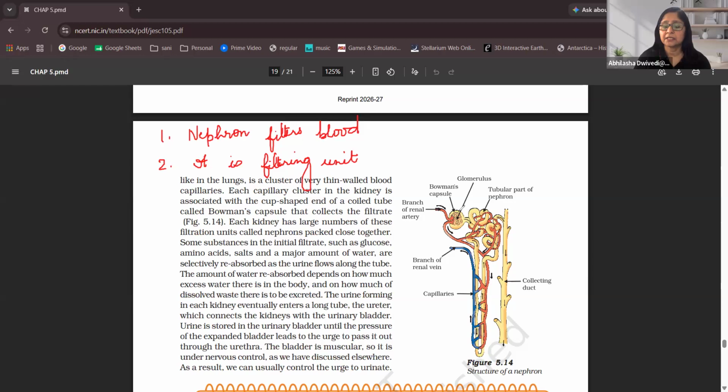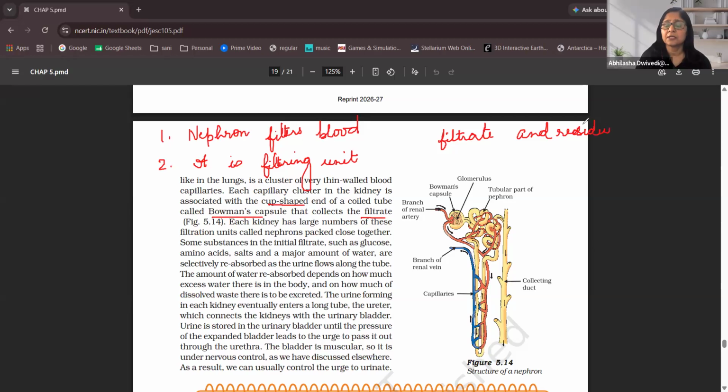Now, as you can see in this picture, this is how they are placed in the cortex of the kidney. This is the bowl-like structure. Okay, so cup shaped, I said bowl. Bowl is also a word, in different books, different syllabus, you'll find the bowl shaped structure, which is called Bowman's capsule. And that collects the filtrate. Again, there is a major confusion between filtrate and residue.